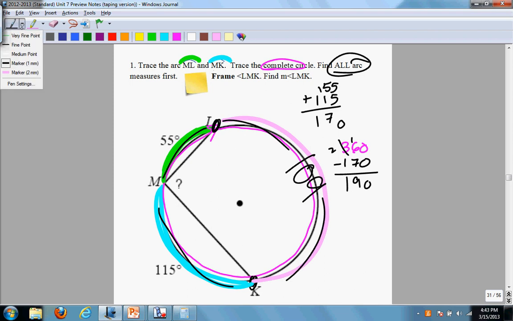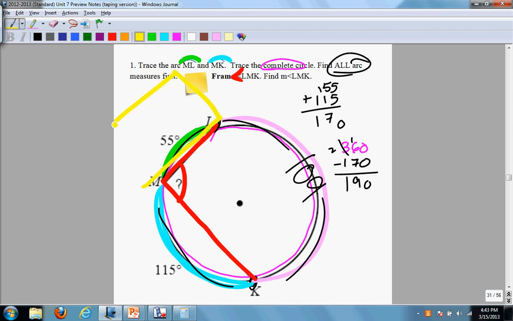Now I'd like you to frame the angle LMK. Trace first. Trace LMK. Trace and sweep. Now get your Post-its and let's frame it. So there's one Post-it here and one Post-it here.